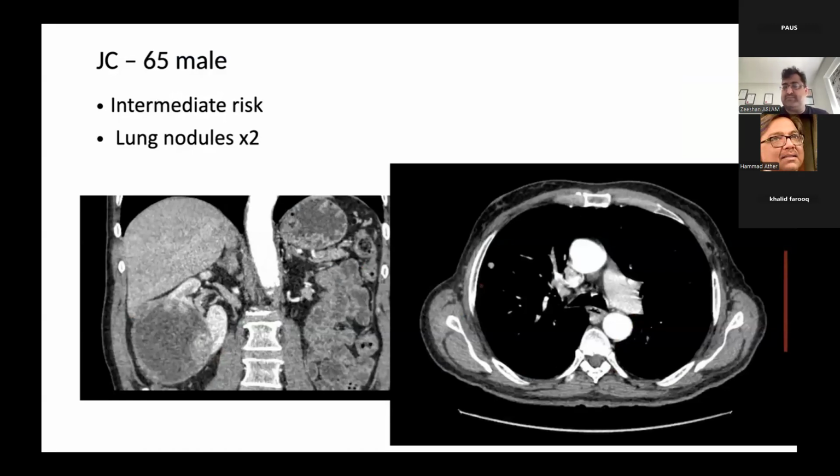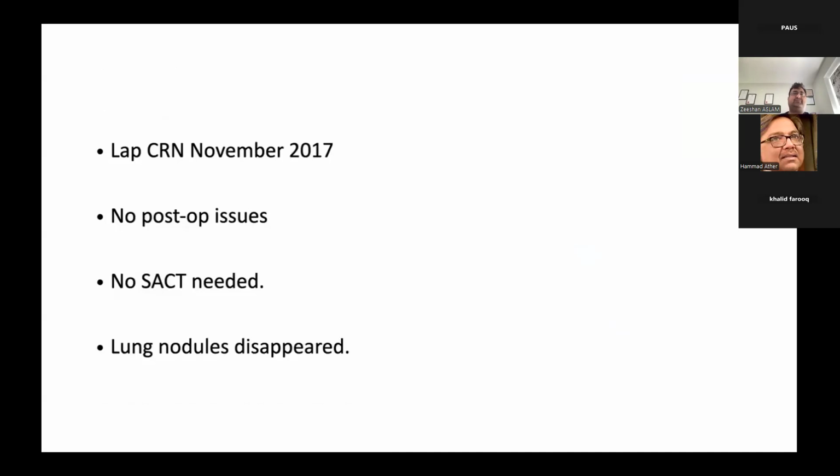So I'll go through some cases of my own, with permission. This is a patient who had intermediate risk disease. You have seen the mass. He had two lung nodules. One of them is visible to you on the left side of the chest in the periphery. And he went ahead to have cytoreductive nephrectomy. After the surgery, he had a good recovery. No SACT was needed. Incidentally, the lung nodules disappeared, which is a phenomenon we sometimes notice in metastatic disease.